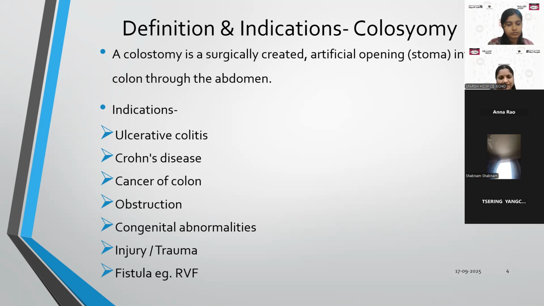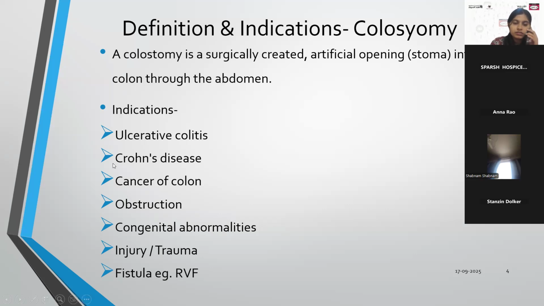There may be many indications why the patient has to undergo colostomy. Some are given here. There may be many more. One is ulcerative colitis, Crohn's disease. Mostly we see cancer colon. It is quite common. Even obstruction is also very common. Sometimes a small baby can also have colostomy. Imagine the condition of the baby and the psychological and all sorts of trauma that the parents are going through, in case of congenital abnormalities. It can be because of injury, trauma also, and in some cases fistula, like RVF. So there may be many other indications.